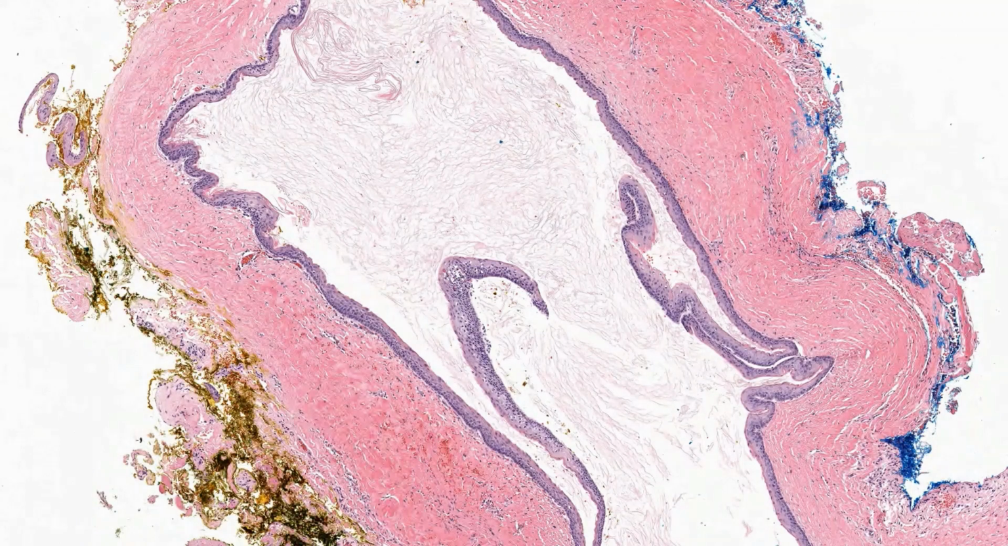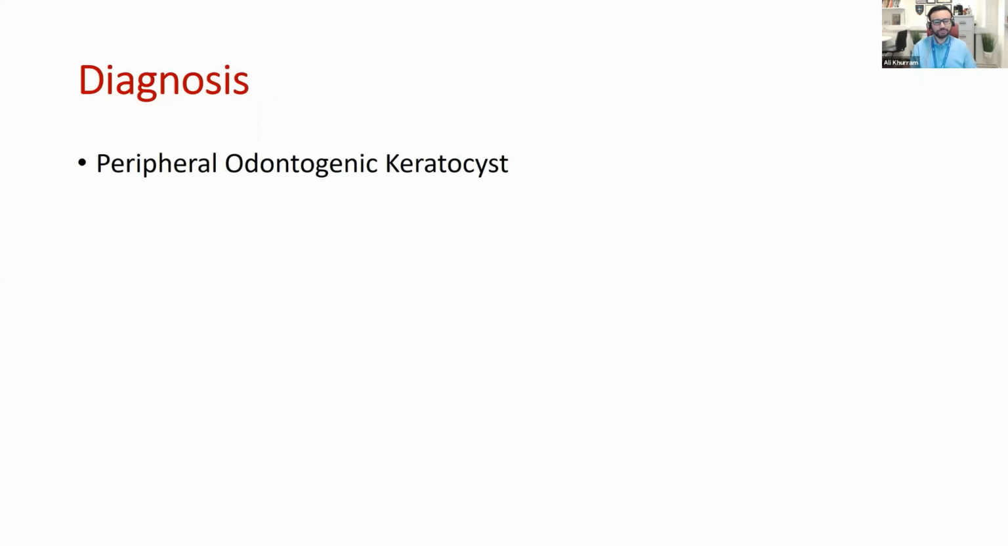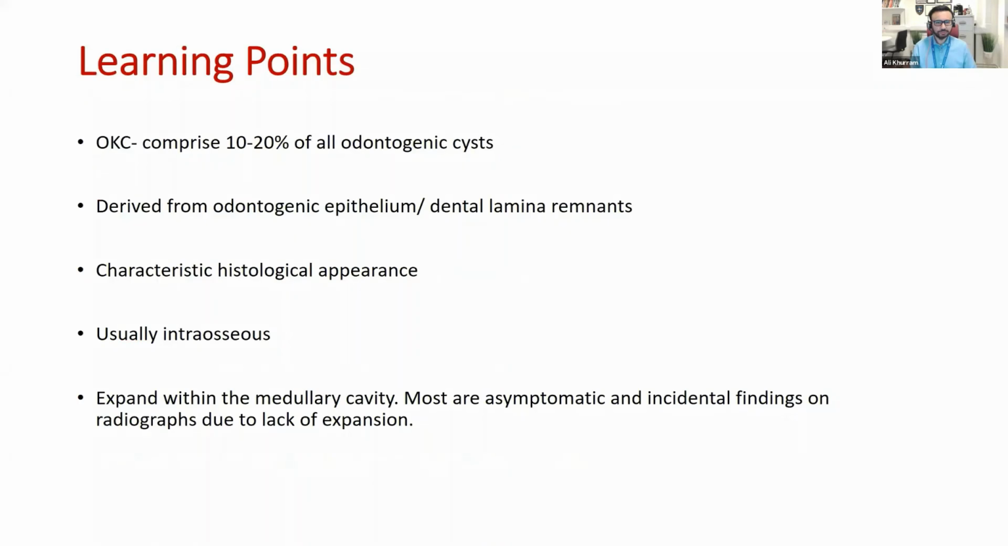If we zoom out again a little bit, you can see that largely the cyst wall is uninflamed, but there are focal areas where you can see some aggregates of mixed chronic inflammatory cells, and these predominantly comprised lymphocytes and plasma cells. You could also perhaps notice some occasional fragments of vital bone which were present towards the periphery. So all of these features point towards a peripheral odontogenic keratocyst or an extraosseous or mucosal keratocyst.